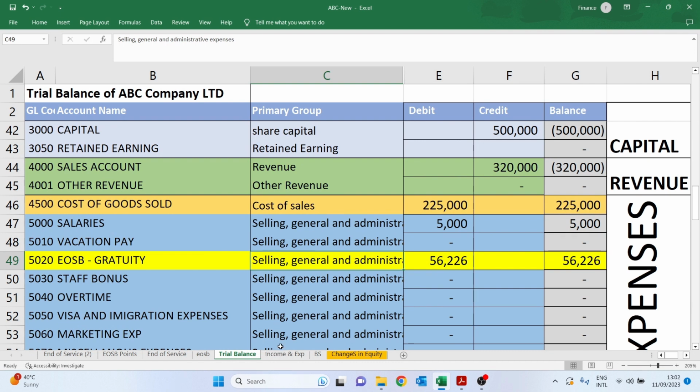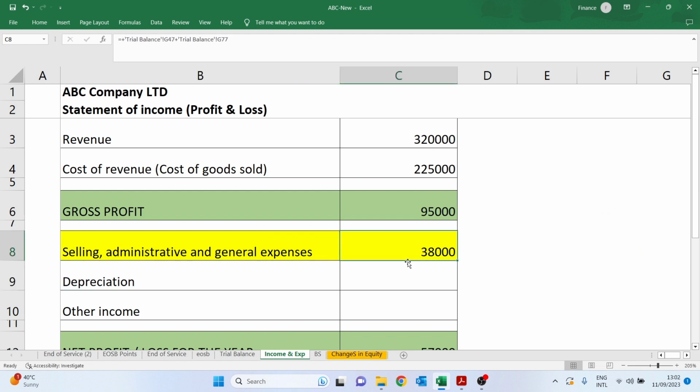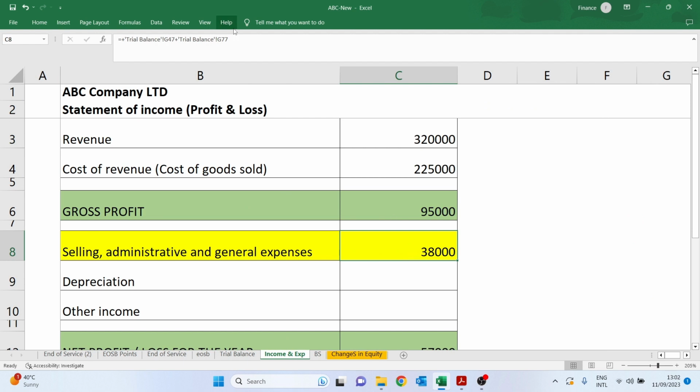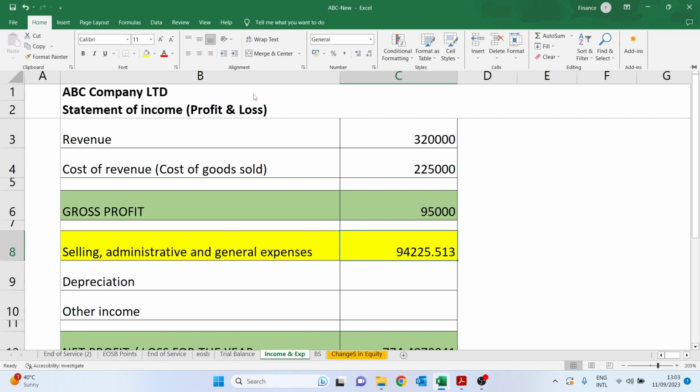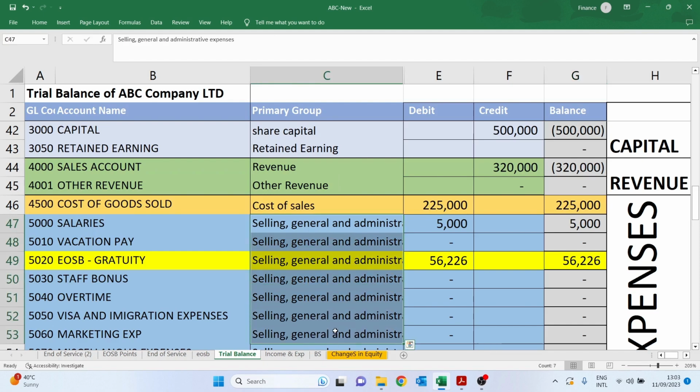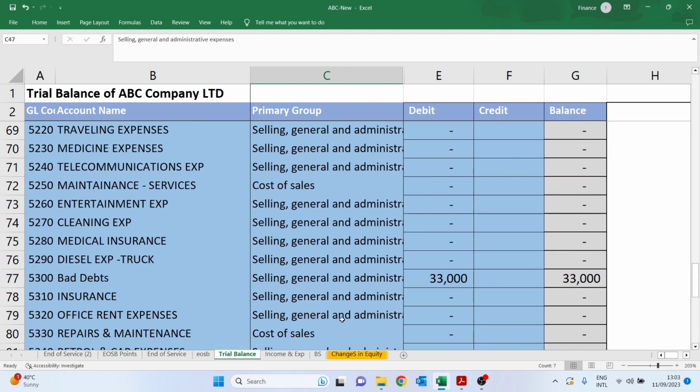Let us check now the income and expenses, whether these are coming or not. This is 38,000 here in total because our earlier transactions summed up. So here we need to check whether the 56,226 is reflecting or not. It is not reflecting in G49. So we need to add that balance in G49. This includes all the selling and admin expenses, which you can sum up here. You can see the selling and general expenses. All these are summed up here.